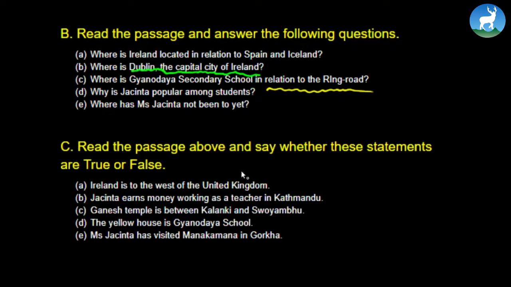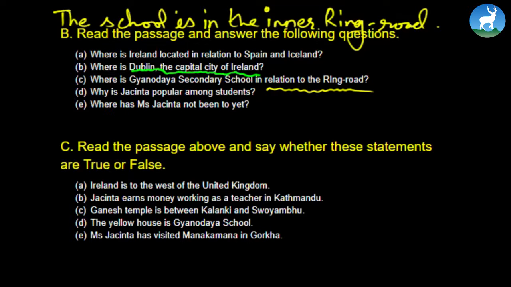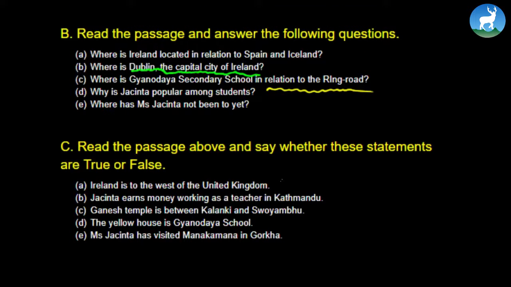So is that a true answer? Yes, it is very true indeed. Tricky, so be very thoughtful. It's true. Next: Jacinta earns money working as a teacher in Kathmandu. Now it says, remember she's a volunteer teacher. So this answer is false. Jacinta is a volunteer teacher. So I'm sure you can do numbers C, D, and E.